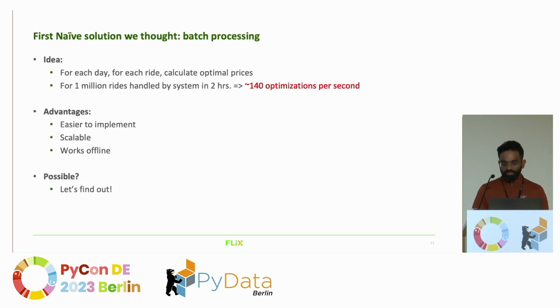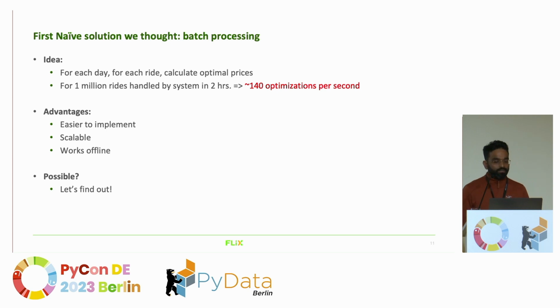So now we have the fresh data, we have the demand, and what can we do? The first thing we thought about was a batch processing job. Let's say every day we apply the optimization for each ride, for each booking period, and let's see what happens. If you have 1 million rides which you want to optimize in 2 hours, you will have to do about 140 optimizations per second. By the way, these numbers are artificial, so they are not so important. The advantage of this approach is that it's easier to implement.